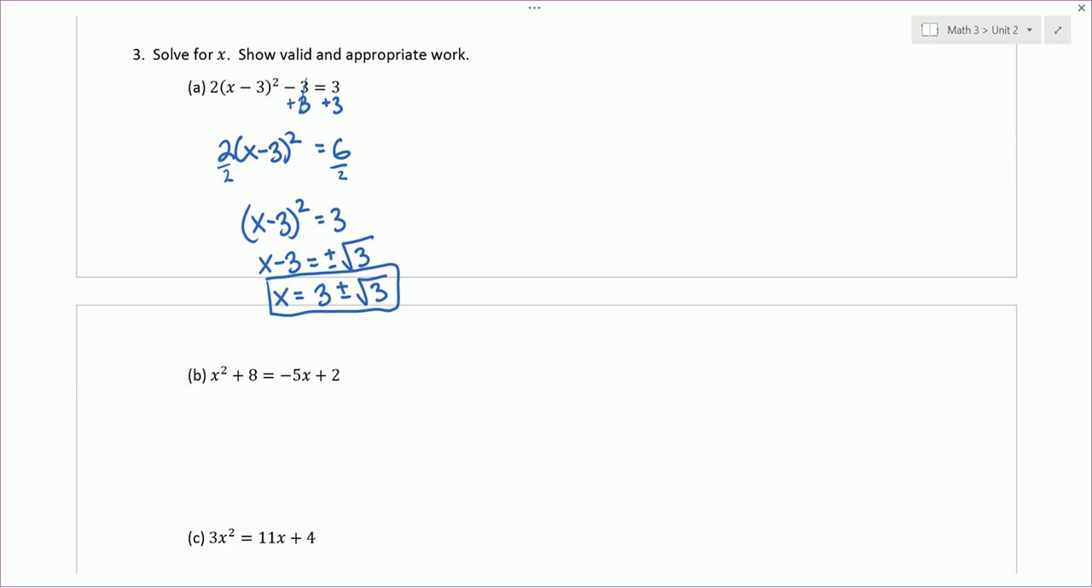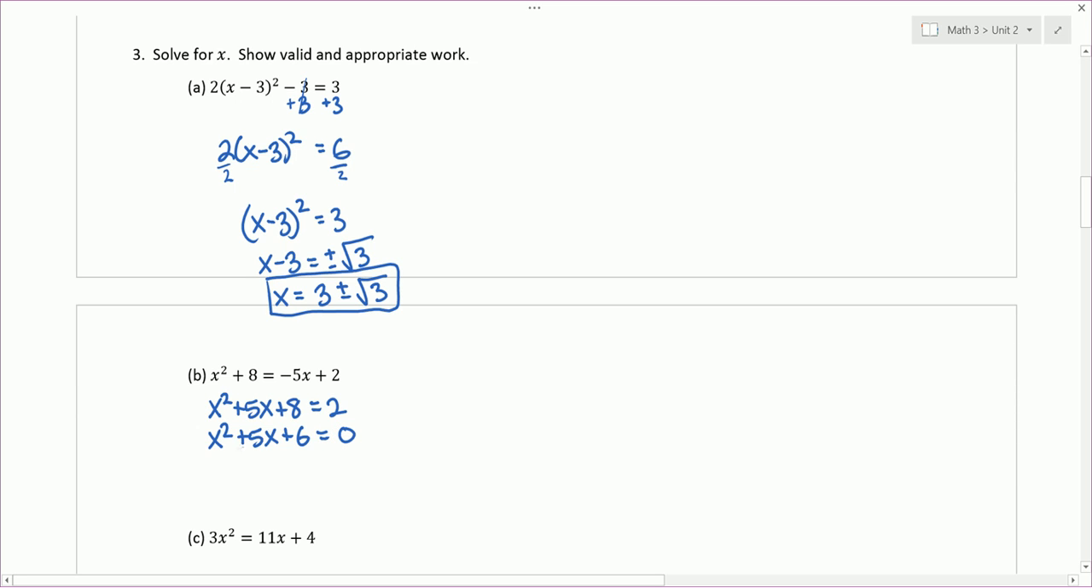Part B, again, we're solving for x. In this case, the equation's somewhat split up on both sides of the equation. We're going to move everything over to one side. In this case, I'm going to move everything to the left side. So I'm going to add negative 5x to both sides and get x squared plus 5x plus 8 equals 2. And then I'm going to subtract 2 from both sides of the equation to get x squared plus 5x plus 6 equals 0.